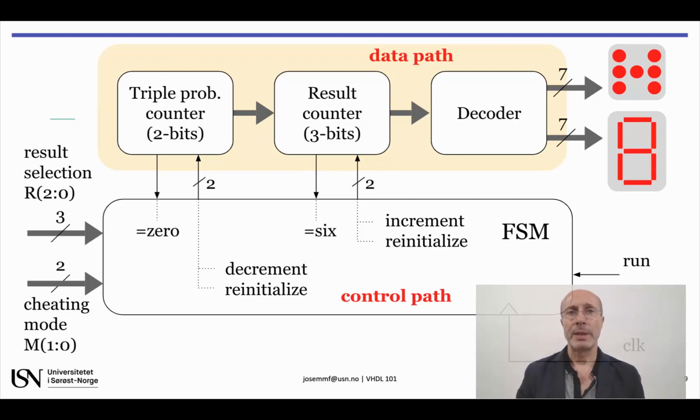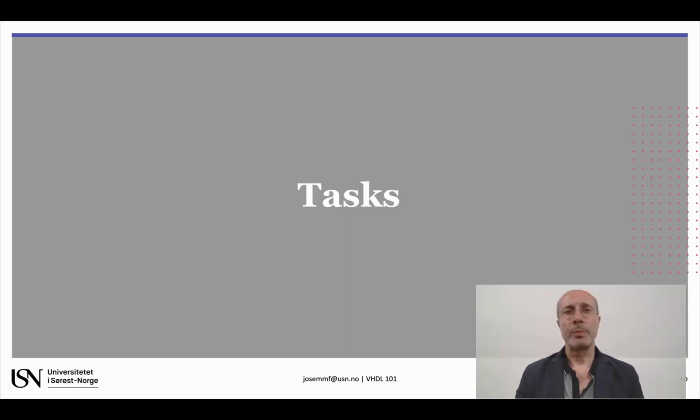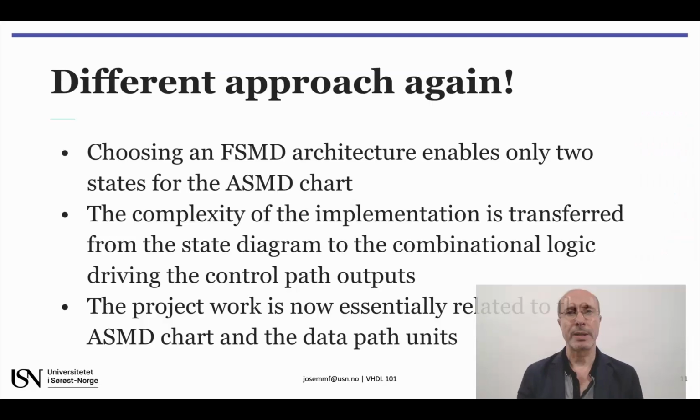The operation of the result counter is similar to what was used in the first assignment addressing a counter-based implementation, and now we have an additional 2-bit counter that will be used to count the number of times the cheating result will be repeated. Let's move on to consider the tasks associated with this implementation.